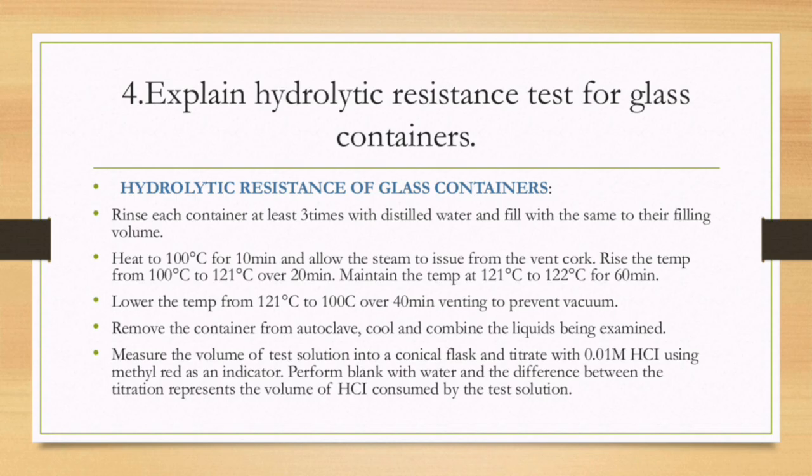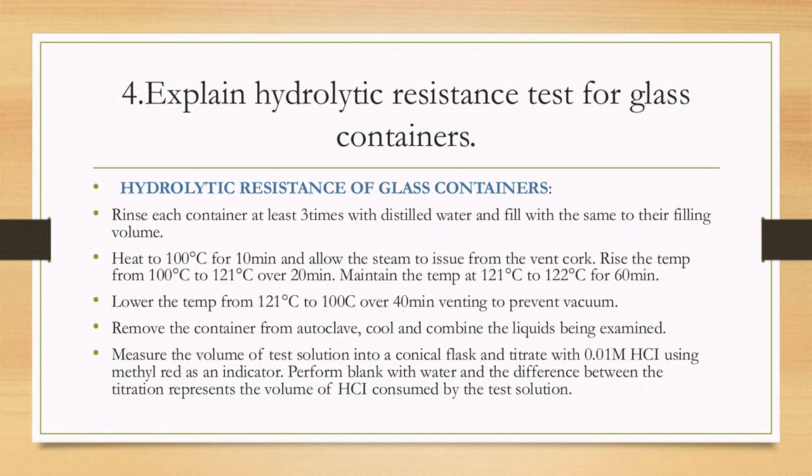Hydrolytic resistance of a glass container. Rinse each container at least 3 times with the distilled water and fill with the same of the filling volume. Heat to 100 degrees Celsius for 10 minutes and allow the steam to issue from the vent cork. Raise the temperature from 100 degrees Celsius to 121 degrees Celsius over 20 minutes. Maintain the temperature at 121 to 122 degrees Celsius for 60 minutes.